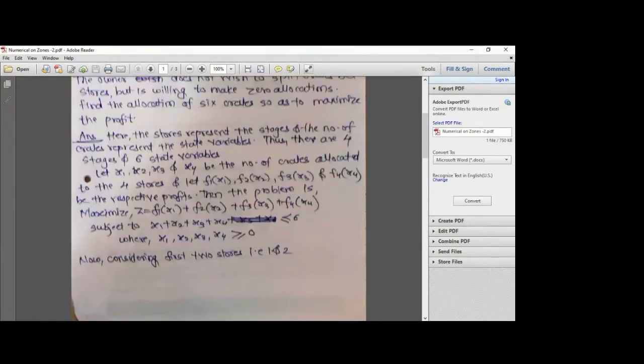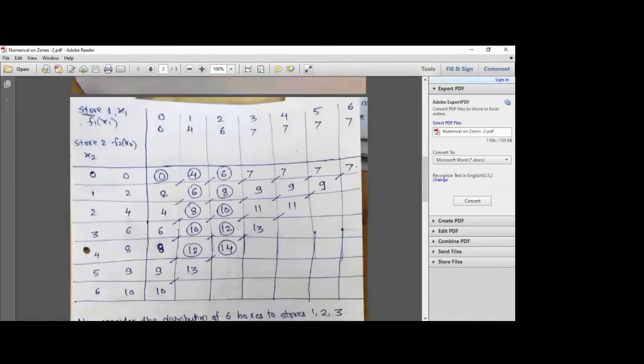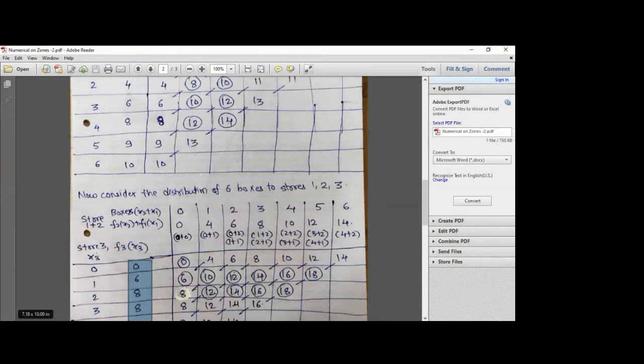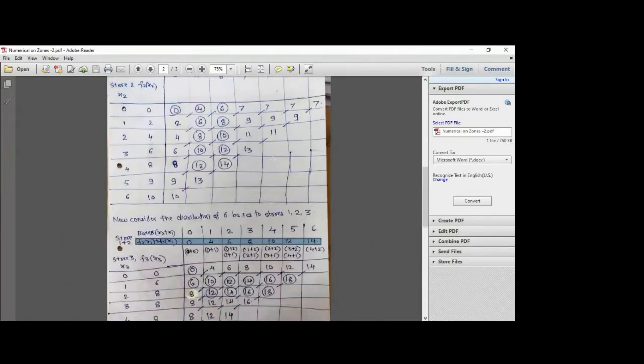So here you can see these values are 0, 6, 8, 8, 8, 8, 8, right? Now when I've considered these f2 and x2 values, these are the maximum values. Let's now try and understand how I have written this particular thing.